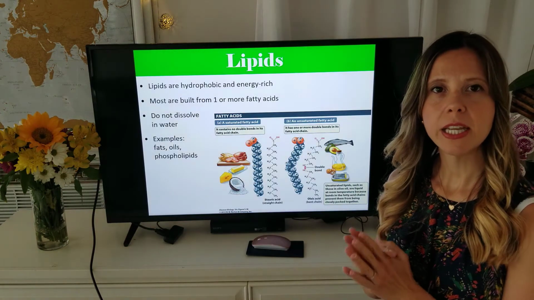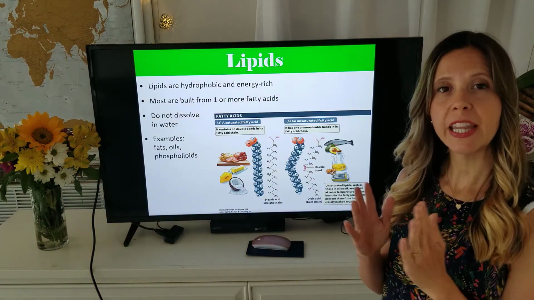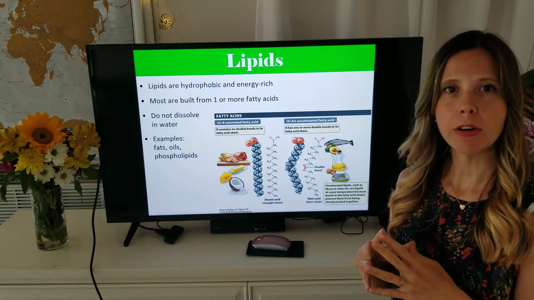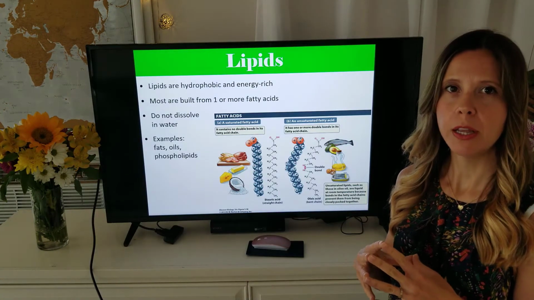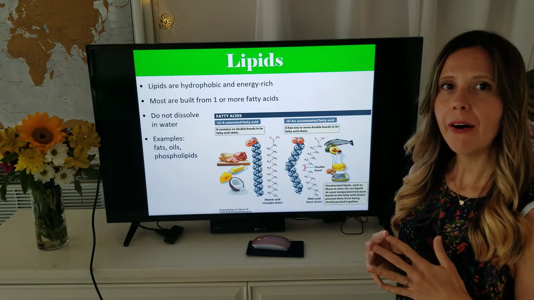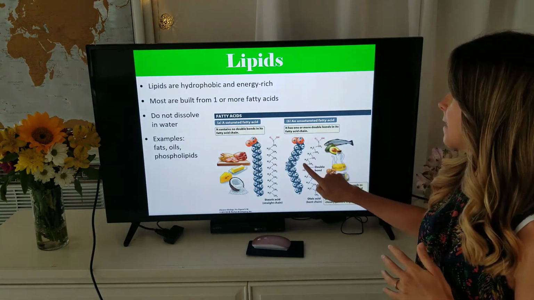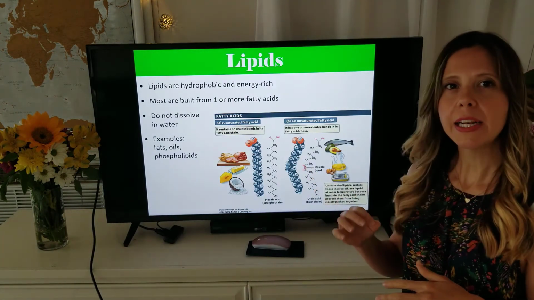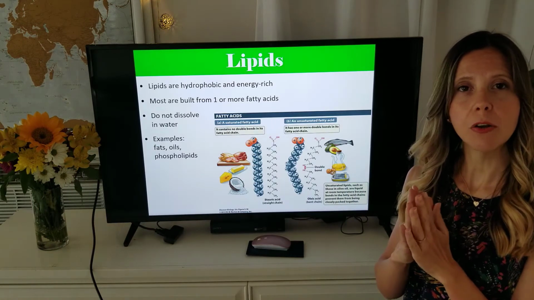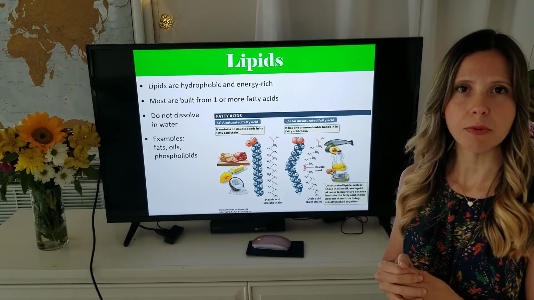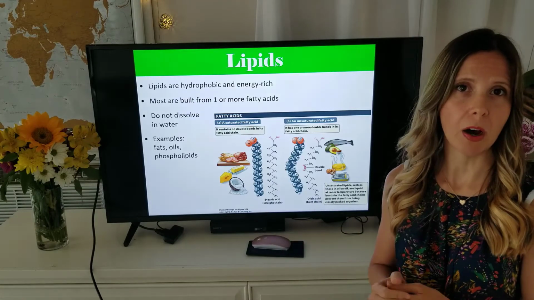Saturated fatty acids tend to be straight chains, and they can therefore pack very closely to one another. Because of this, they are generally solids at room temperature. Things like butter would be an example of a saturated fatty acid. However, our unsaturated fatty acids have a kink in the chain because of this double bond. That kink prevents them from packing very closely to one another. And because of that, they are generally liquids at room temperature. So an example there would be olive oil.